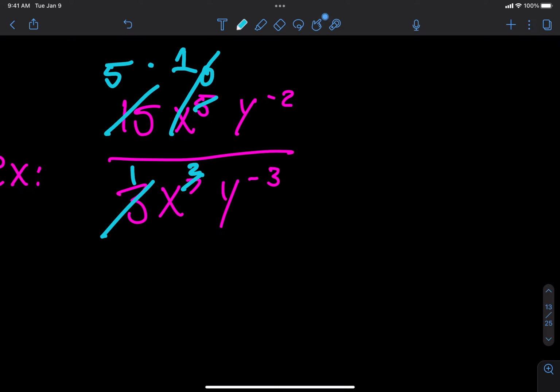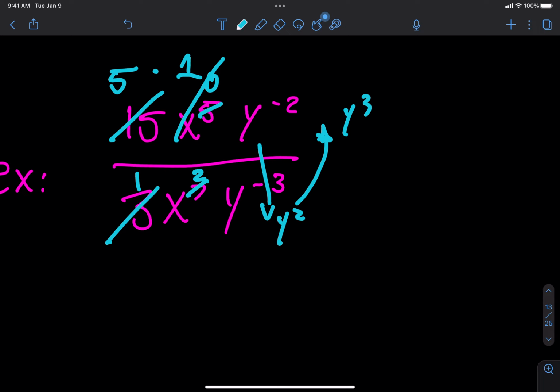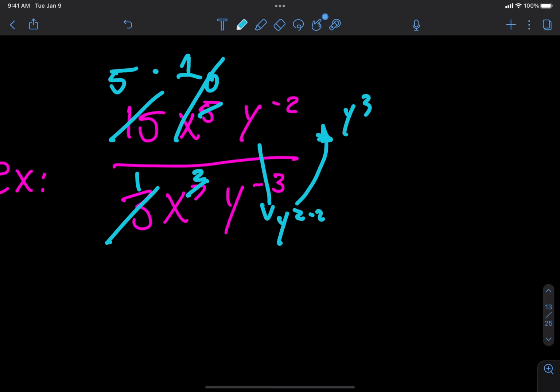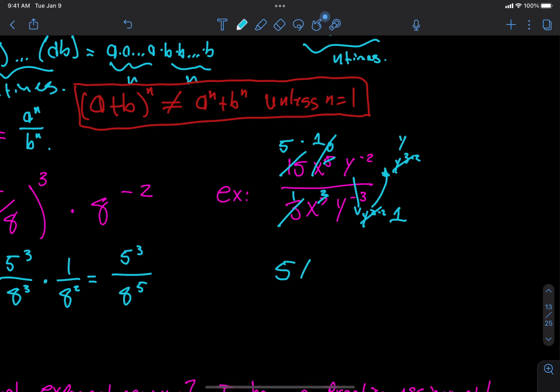And how about the negative 2 and the negative 3? Yeah, the negative 3 is going to go to the top as a y cubed, and the negative 2 is going to come to the bottom as a y squared. And then how am I going to adjudicate those two? I'm going to subtract 2 from the power and get y in the numerator and 1 in the denominator. So at the end of the day, it looks like 5y over x squared.